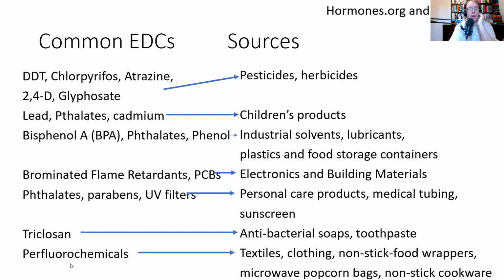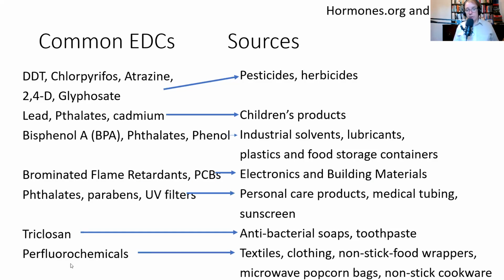In terms of specific sources of some of the more common EDCs, like DDT, chlorpyrifos, which has just been banned in the United States, atrazine, which has been shown in studies to bias the gender distribution in frogs, 2,4-D, glyphosate, the sources are pesticides and herbicides. Children's products often have lead, phthalates, cadmium, so you want to be sure to watch out for those. Cadmium is an EDC.